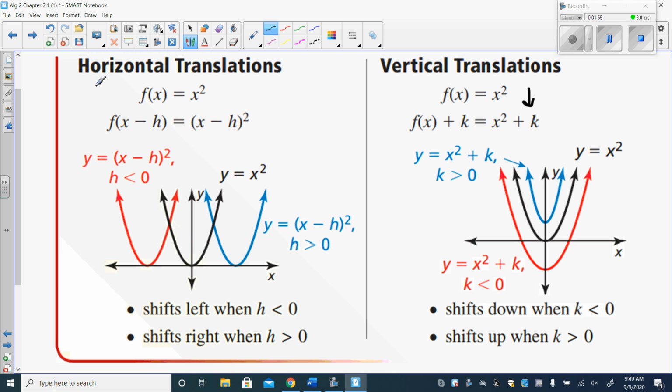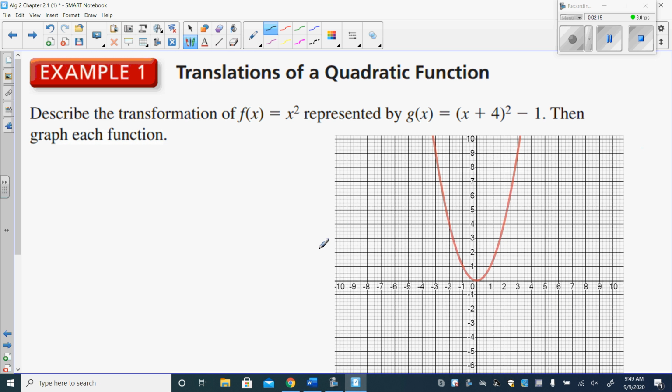Now, the horizontal translation is a little bit more confusing because it's kind of the opposite of what we think. So if I see x minus 2, it's moving 2 to the right. And if it's plus 2, it's moving 2 to the left. And that's it. So let's look at some of those. That's what we're going to mainly look at, these translations and describing the graph, kind of like what we did in chapter 1.